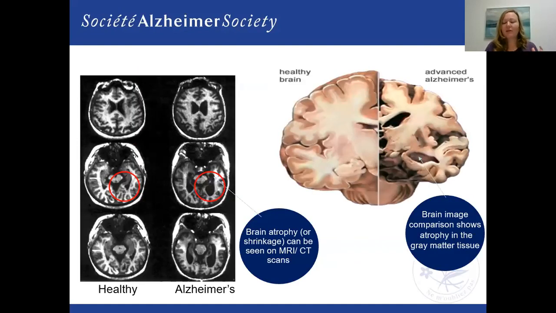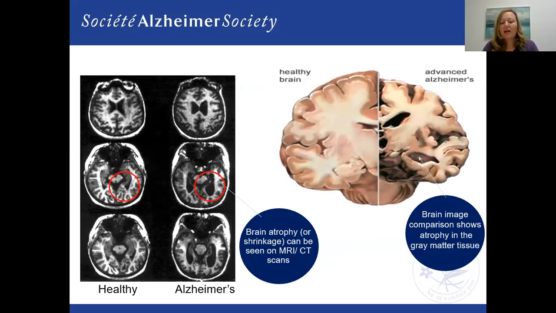So now that we understand what's happening at a microscopic level, we're going to look at the physical changes to the brain caused by Alzheimer's disease. We're going to start with the image on the left side of the screen. This is an MRI image, and it shows a comparison between a healthy brain on the left and the brain of a person with advanced Alzheimer's disease on the right.